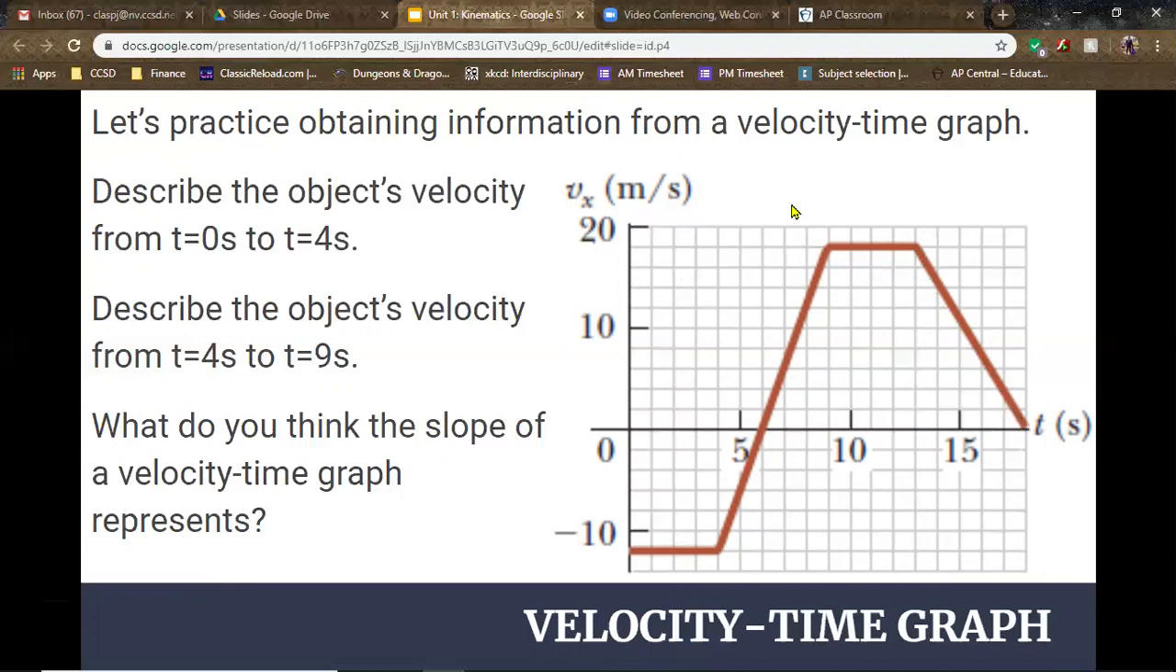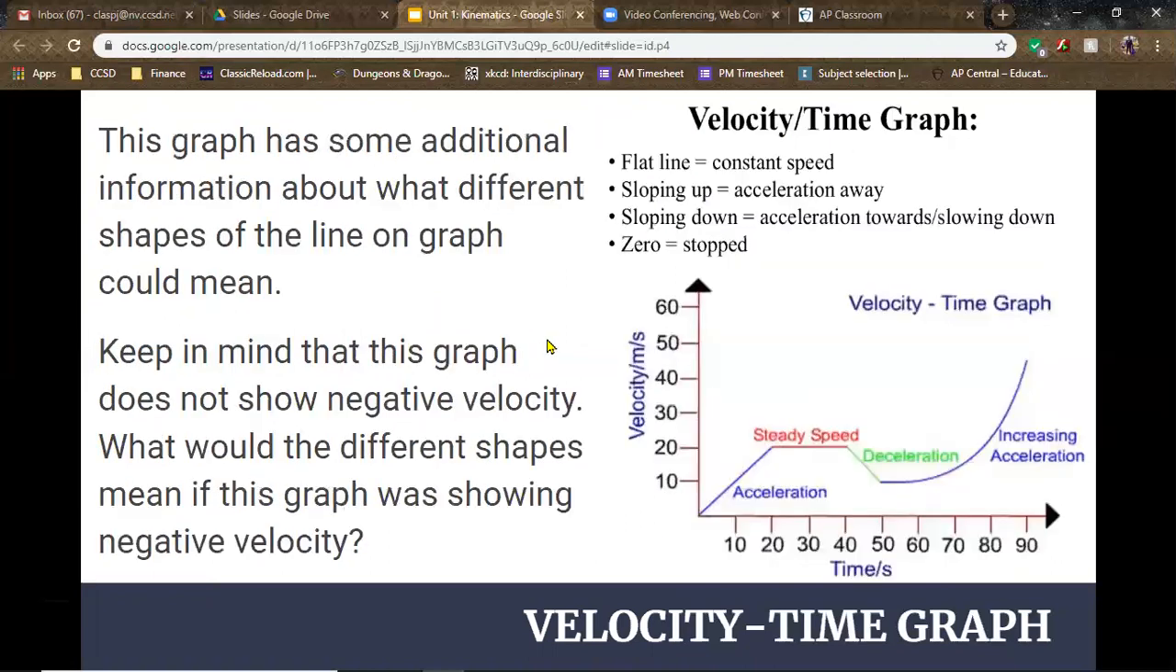So we've pointed out a constant positive slope here, constant negative slope here. What do you think the slope on a velocity time graph represents? Well, the slope on a velocity time graph represents acceleration, all right? So we'll talk about that in just a minute. So once again, we have a similar graphic, a velocity time graph. All right, a constant flat line means a constant velocity, constant speed, okay? A linear line, constant slope, means acceleration.